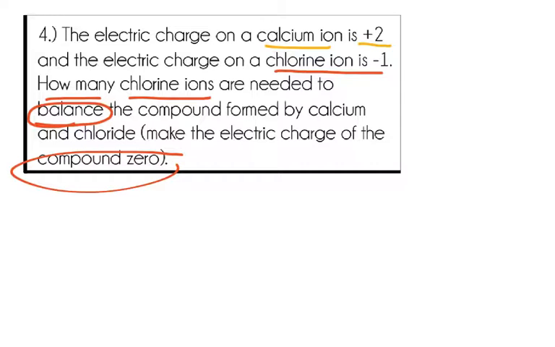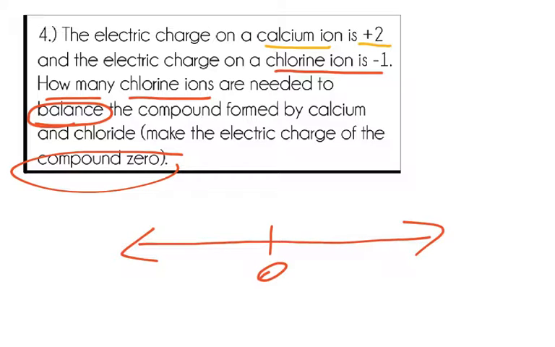So if you think about that, I'm going to draw a number line here. Here's 0, 1, 2, negative 1, negative 2. So a calcium ion is at a positive 2. So if I'm at positive 2 and the chlorine ion is at negative 1, okay? What I want to do is add as many chlorine ions as I can to move this calcium back to 0, okay? So negative 1, that's like subtracting 1, right?